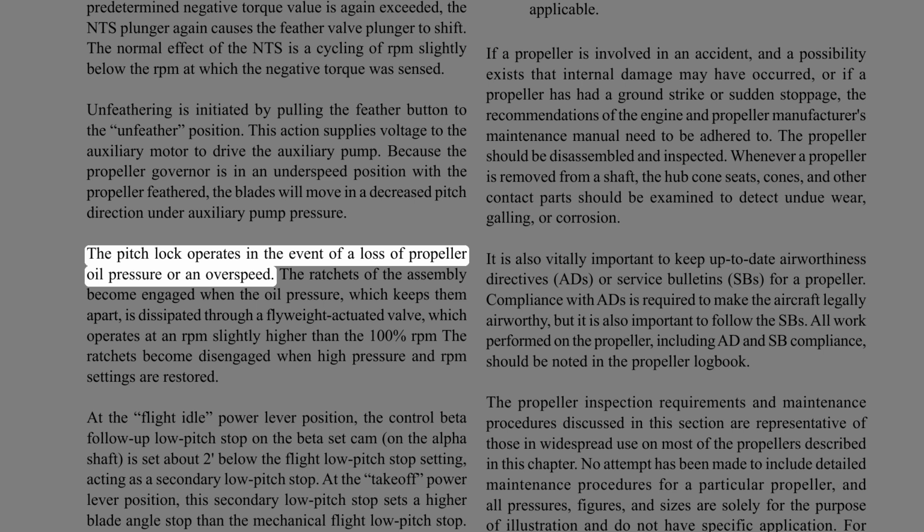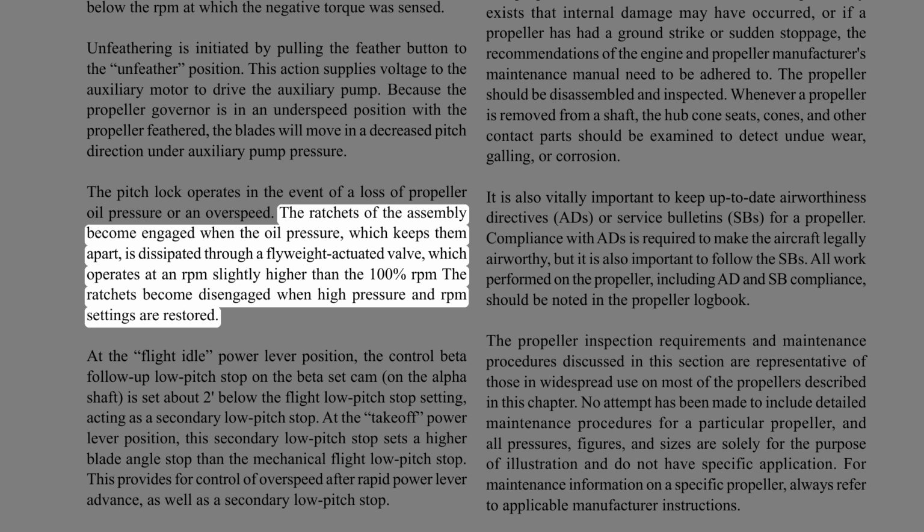The pitch lock operates in the event of a loss of propeller oil pressure or an overspeed. The ratchets of the assembly become engaged when the oil pressure, which keeps them apart, is dissipated through a flyweight actuated valve, which operates at an RPM slightly higher than the 100% RPM. The ratchets become disengaged when high pressure and RPM settings are restored.